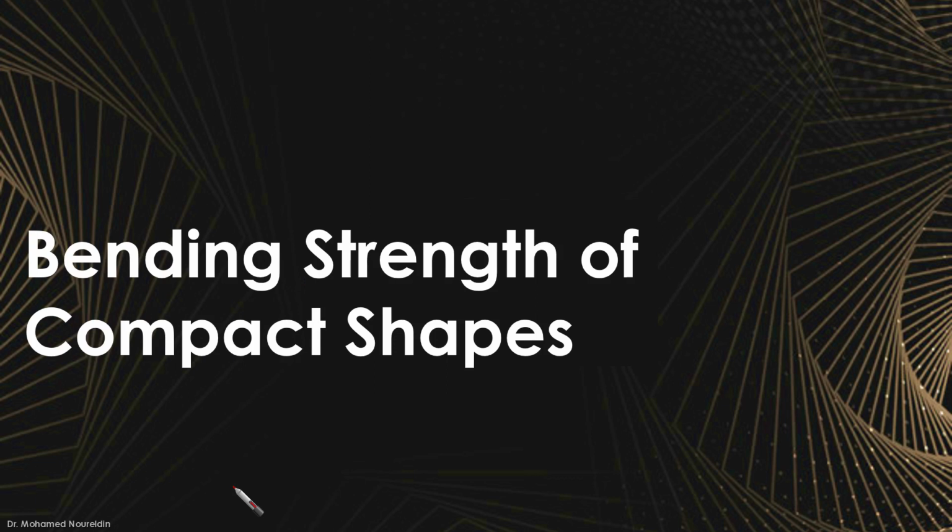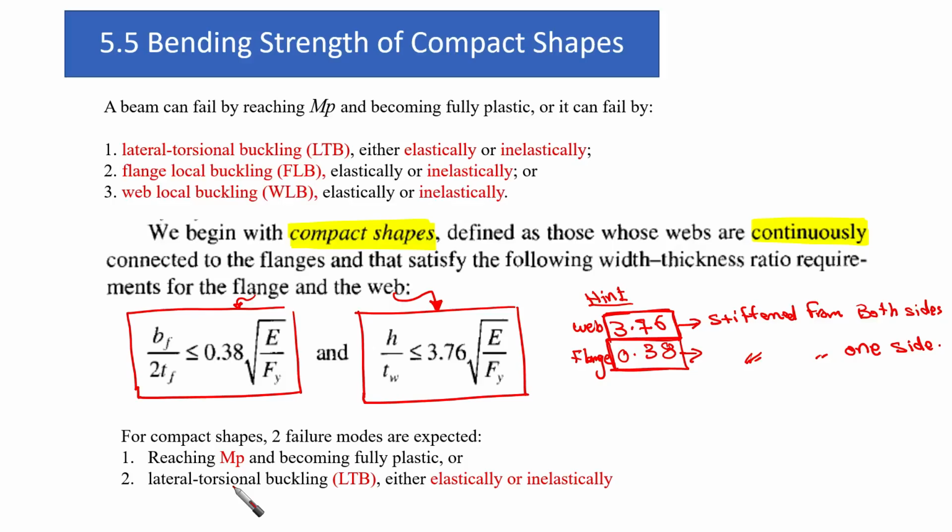Okay, now let's go to the bending strength of compact shapes. Bending strength of compact shapes: a beam can fail by reaching MP and becoming fully plastic, or it can fail by the following. Please go to the previous video to understand the meaning of MP, because I think maybe you are confused, but I have already mentioned in the last video the meaning of MP and the difference between MP and M yield.